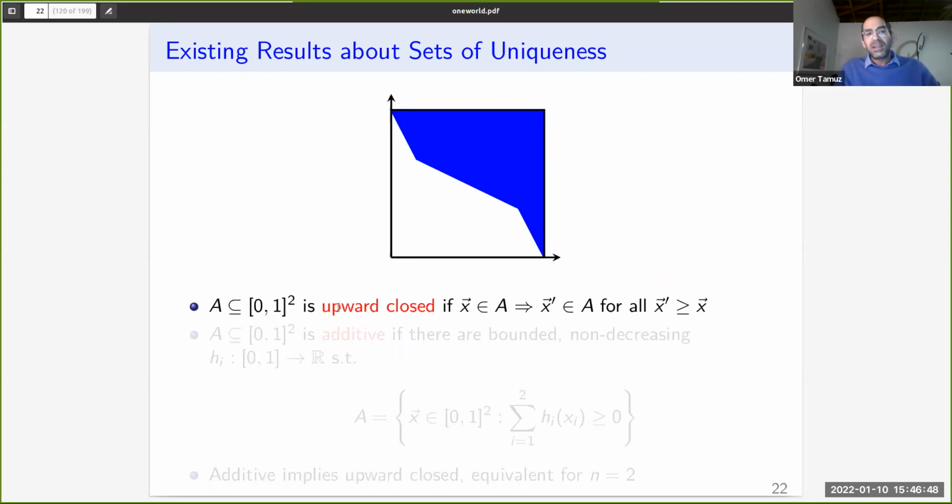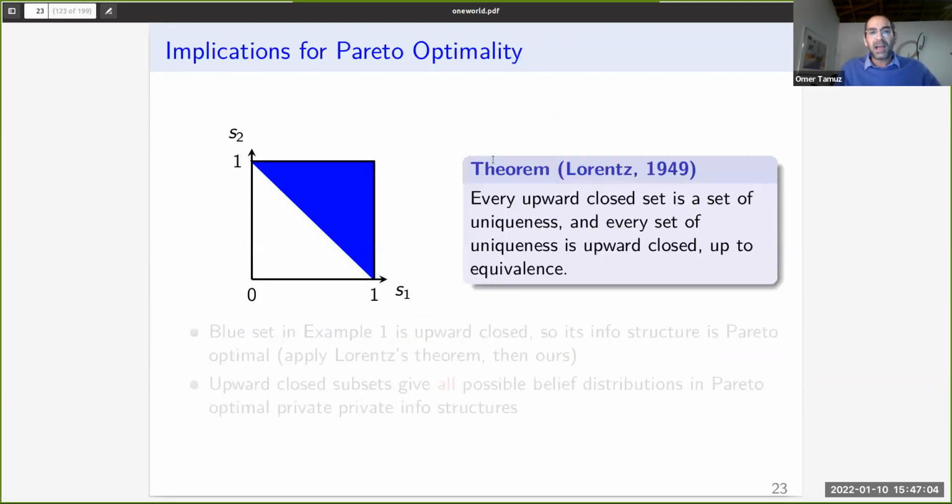Here's one definition. I'm going to say that a set is upward closed if whenever some point X is in this set A, then all points up and to the right of it are also in this set. So for example, this blue set here is closed. Okay, and I'm gonna skip the rest of this slide.